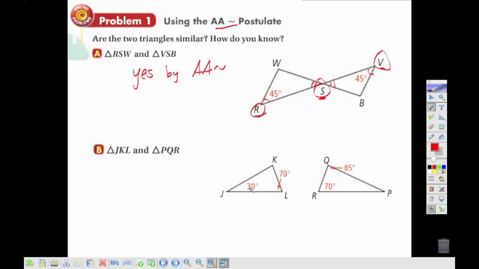The second one, if we look at it, notice that we've got a 30 and 70. Here we have 70 and 85. So we need to check our third angle here. Well, 30 and 70 give us 100. To find the third angle, we just subtract from 180. So we know we have an 80-degree angle here. Now, comparing that angle, we can see that these do not match. They're not equal. So no, these are not similar.